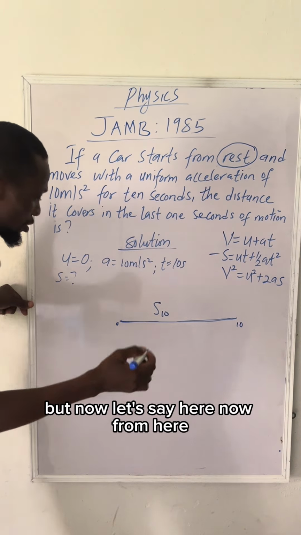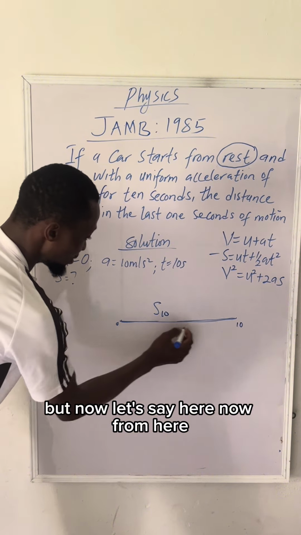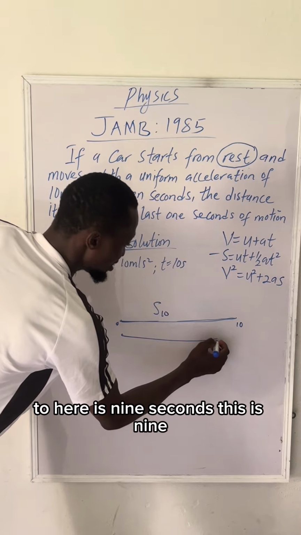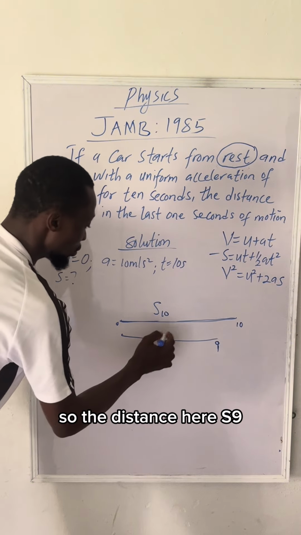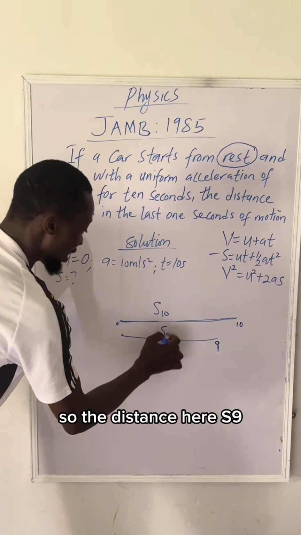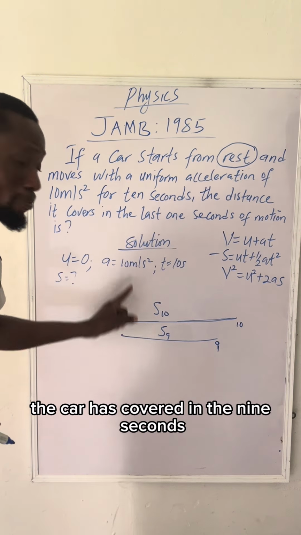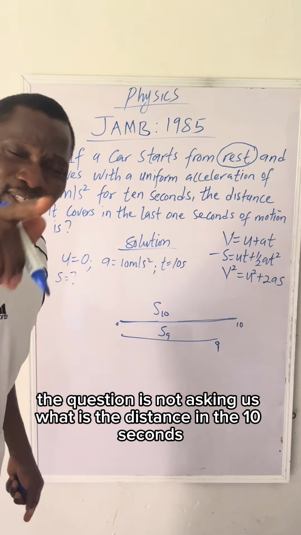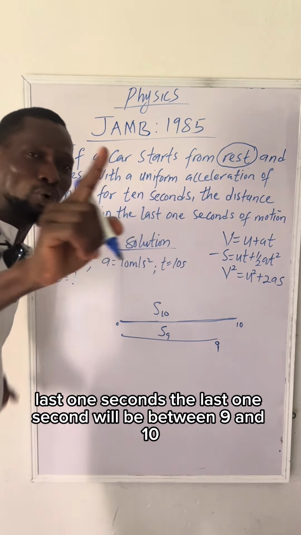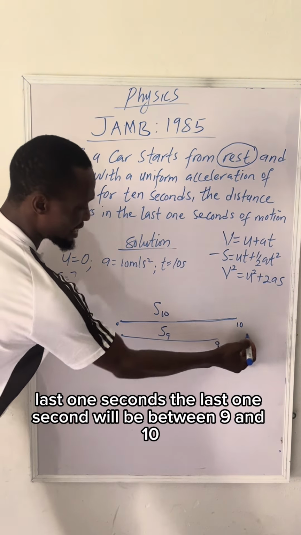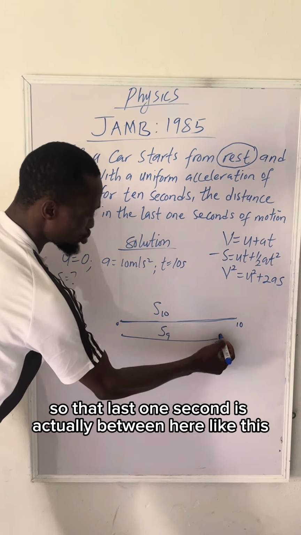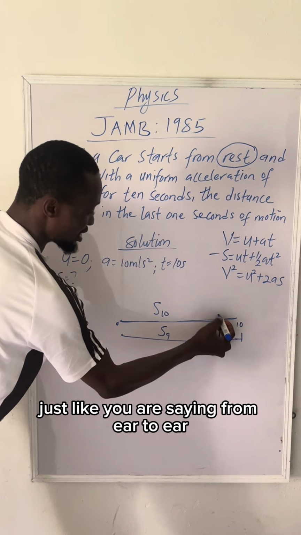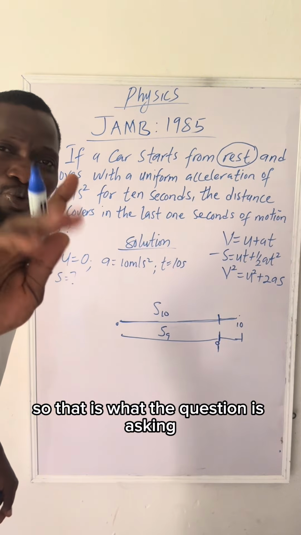But now, let's say from here to here is 9 seconds. This is 9. So the distance here, S9, let us represent the distance the car has covered in the 9 seconds. Now, the question is asking us, what is the distance in the last 1 second? The last 1 second will be between 9 and 10. So that last 1 second is actually between here and here, and this 10. Can you see? Just like you are saying from here to here. So that is what the question is asking.